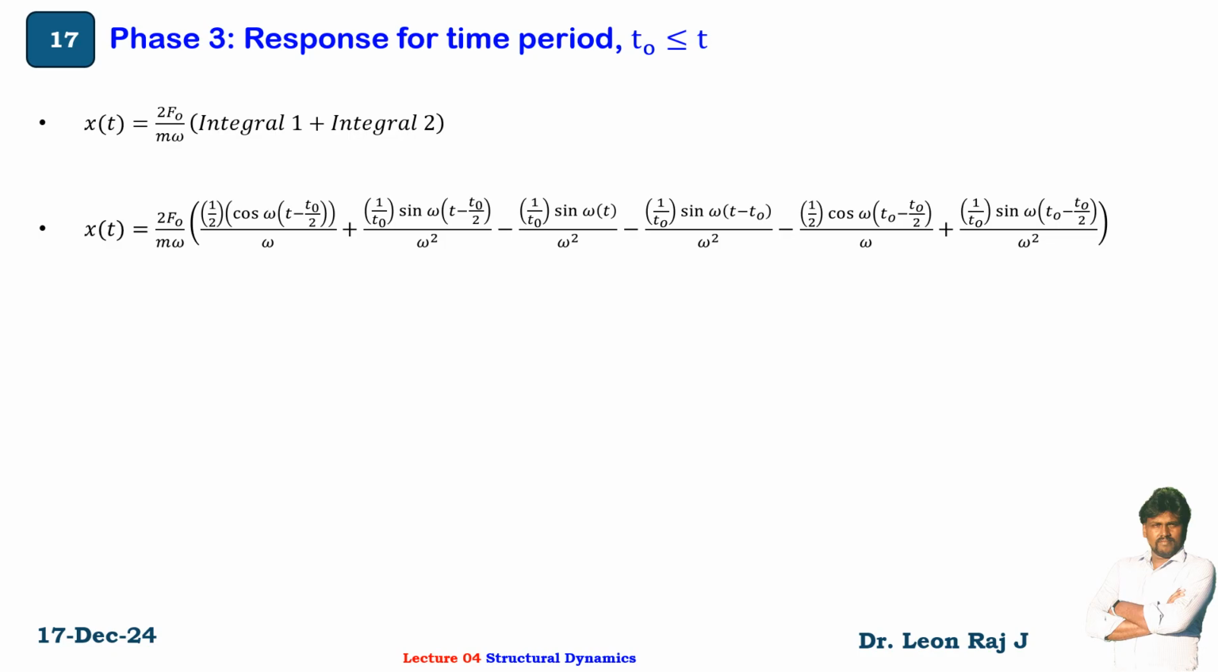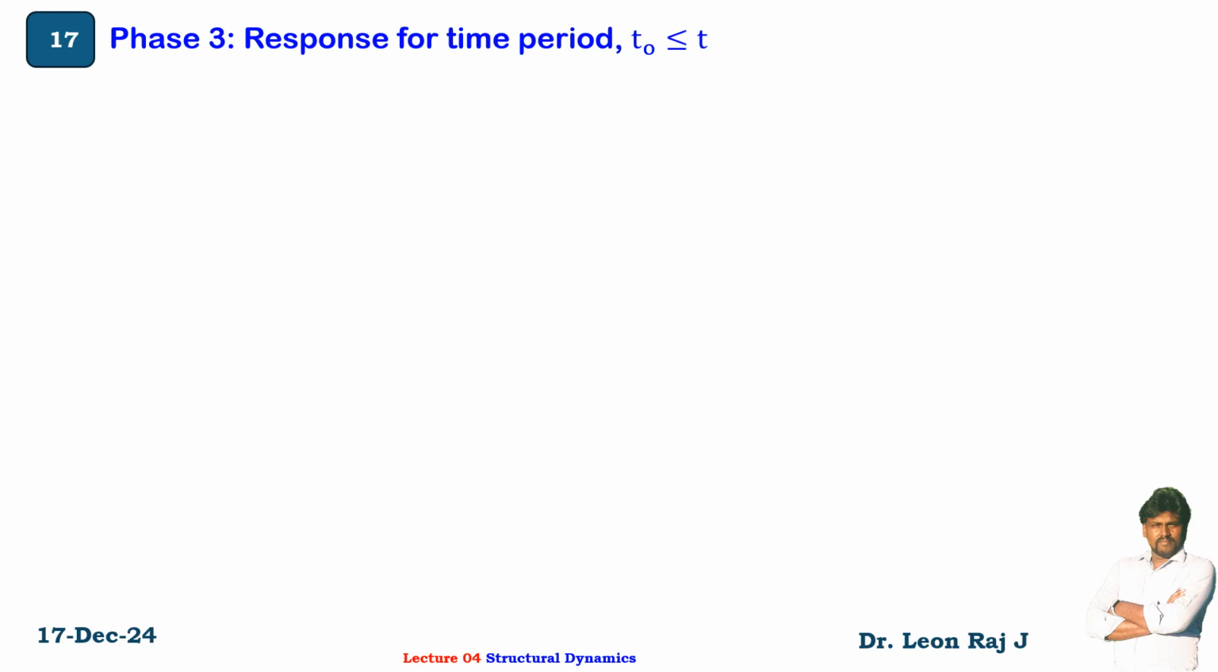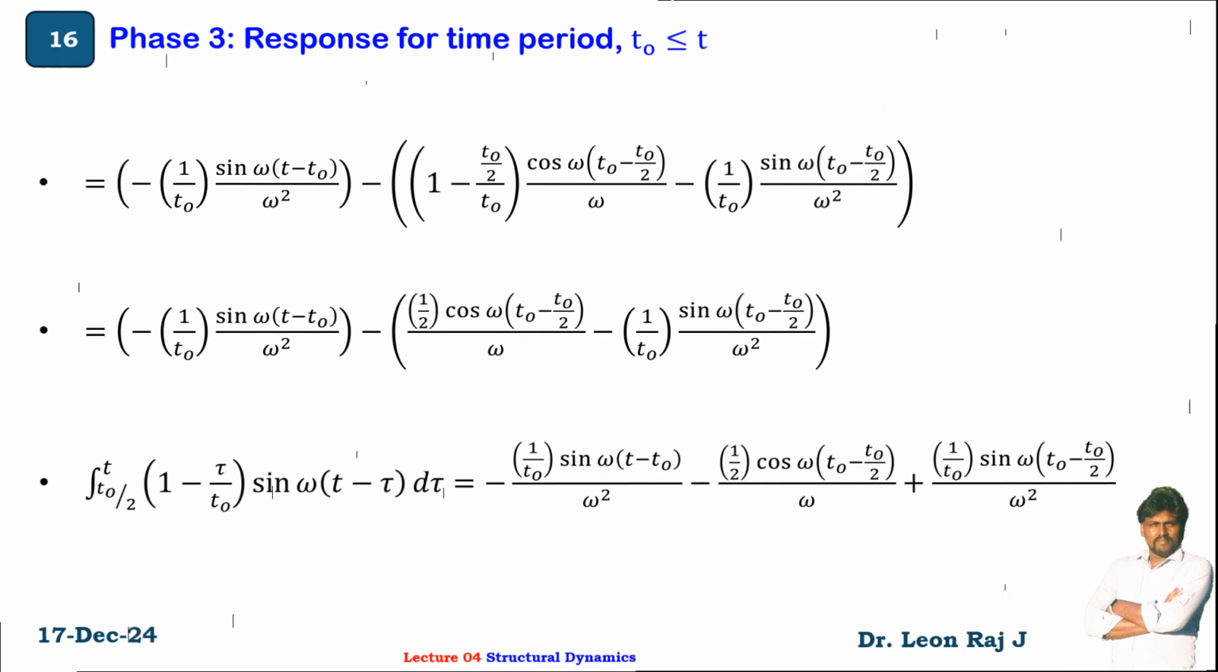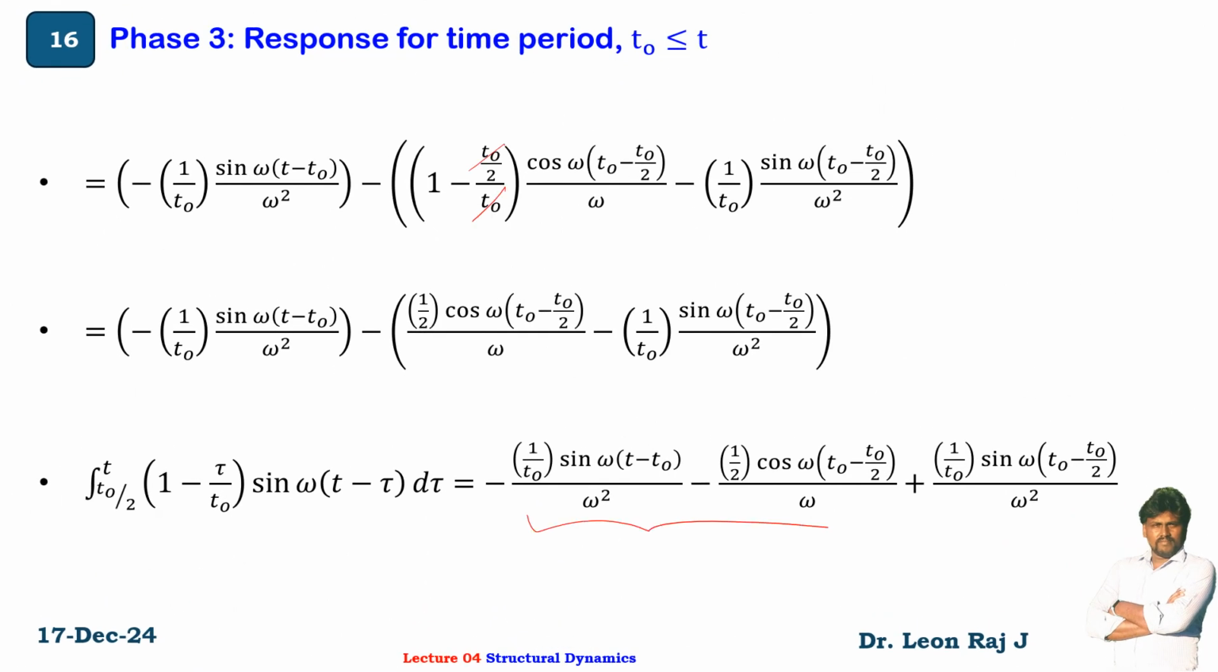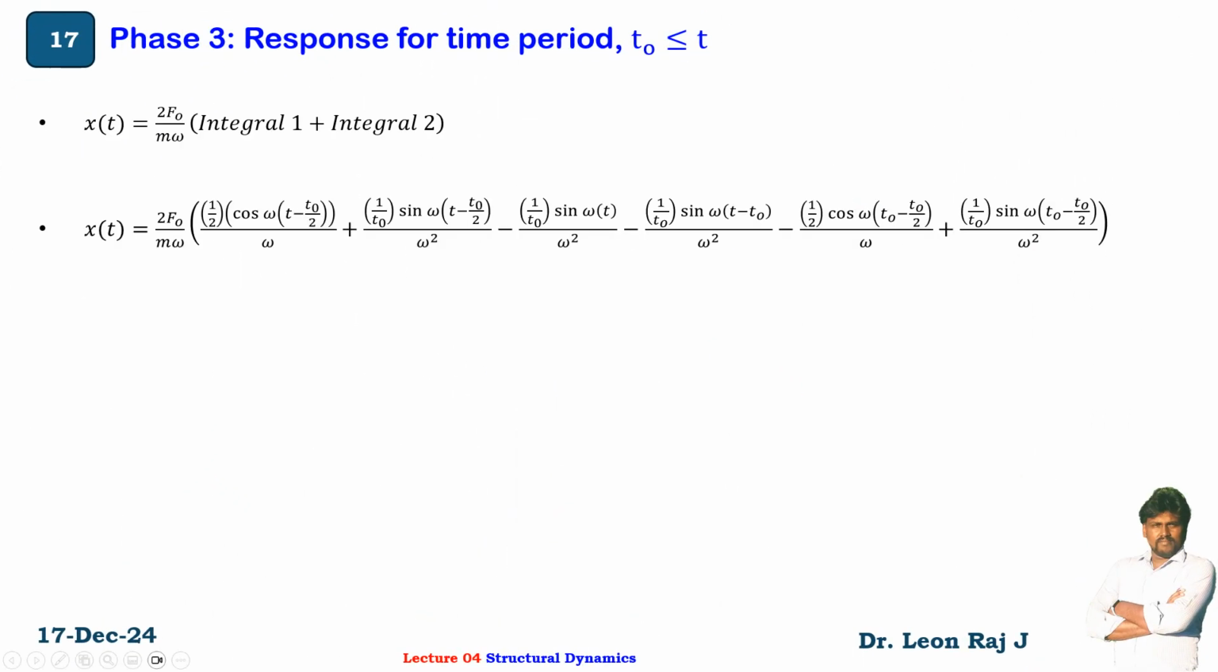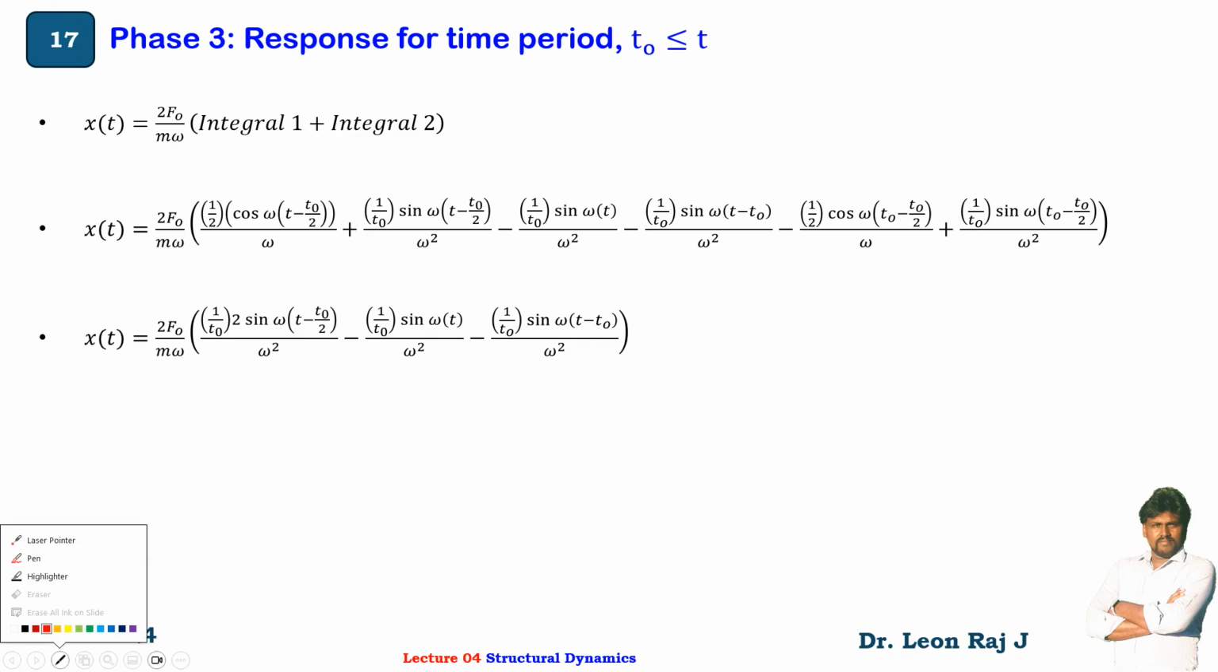So the last three terms belong to the integral 2, and other terms belong to integral 1. So x of t is further simplified as x of t equal to 2 f0 divided by m omega, 1 by t0, 2 into sine omega t minus t0 by 2 divided by omega square.